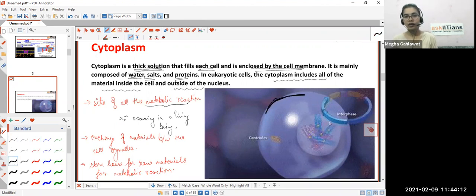Now, what you see right here in this particular diagram is the cell. This cell is enclosed by the cell membrane, and it contains the cytoplasm.